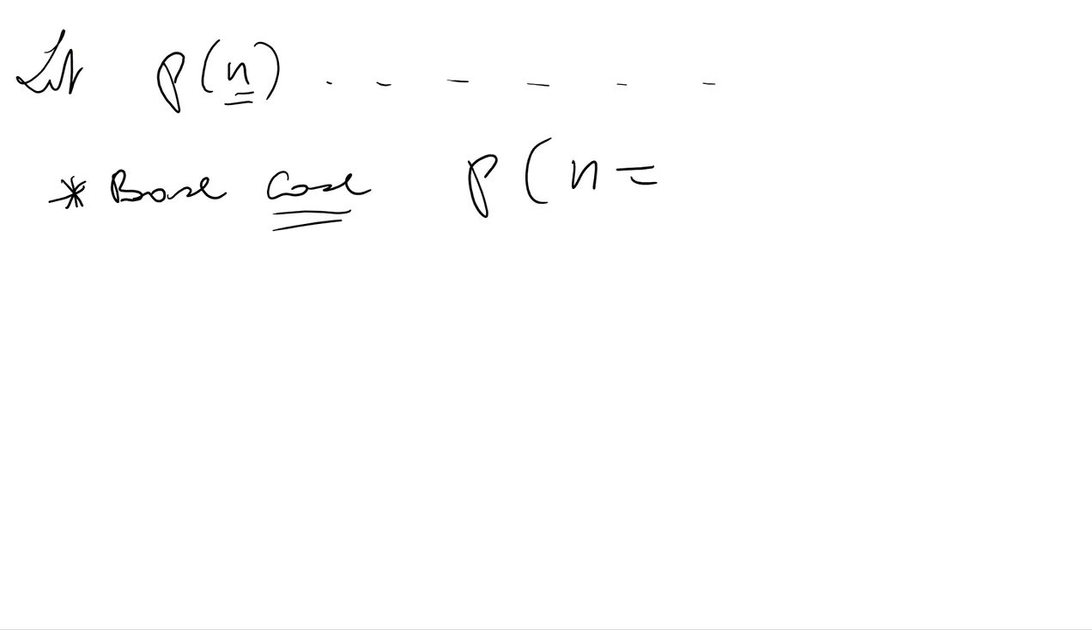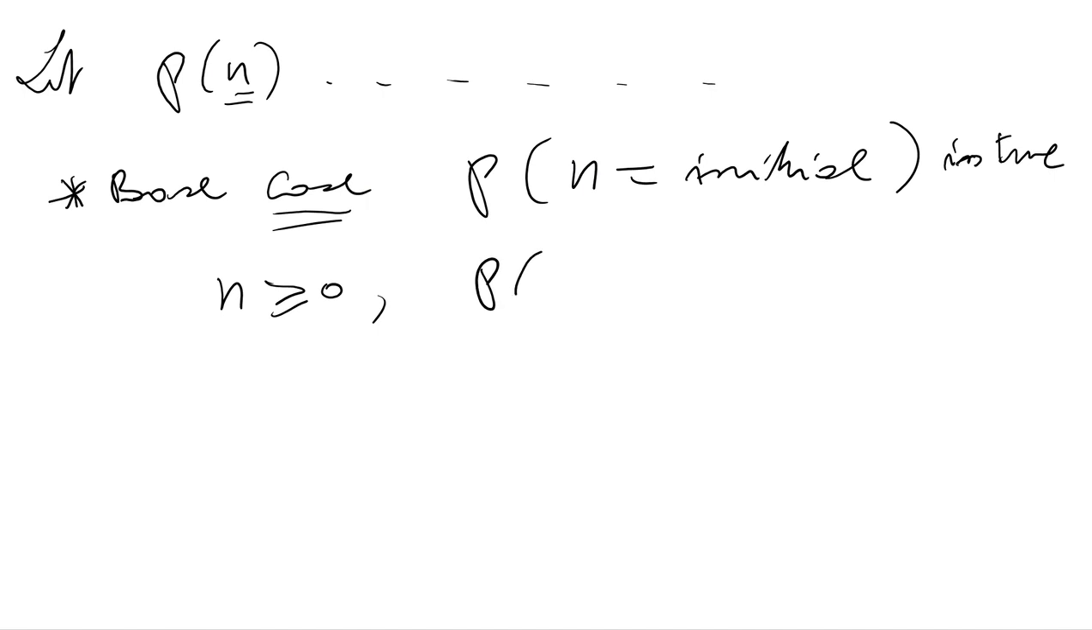To prove that P of n is true, you have to consider what we call the base case. So you prove P of n for n equal to the initial element. You prove that P of the initial element is true. For example, if n is in the set of natural numbers, let's say n is greater than or equal to 0, you must show that P of 0 is true. This is what we call the base case.